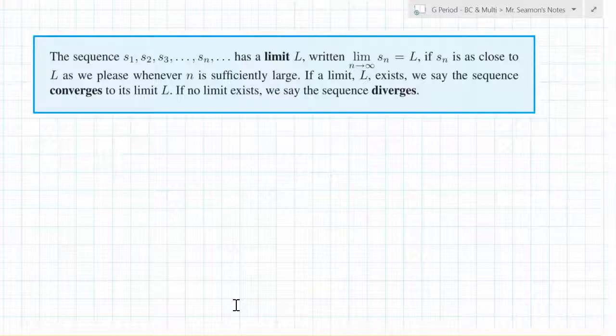So like (1/2)^n, the limit as n goes to infinity. What's the limit? 0, because you get arbitrarily close to 0. Whatever distance you come up with, I can give you an n value that gets you that close, or closer, right? If a limit L exists, we say that the sequence converges to its limit L. If no limit exists, we say that the sequence diverges.